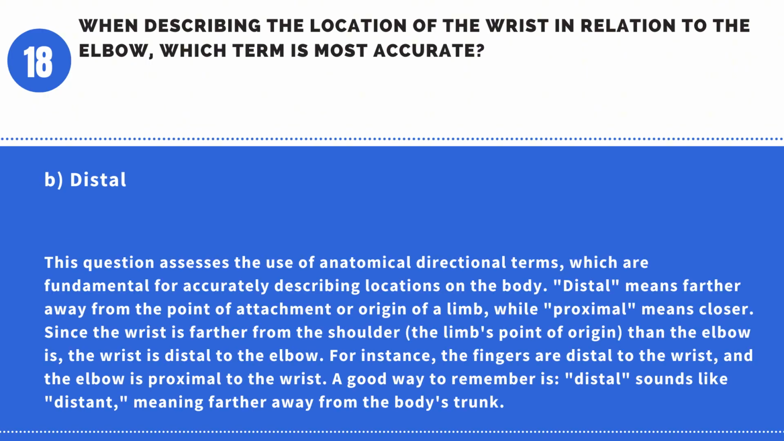Answer: B. Distal. This question assesses the use of anatomical directional terms, which are fundamental for accurately describing locations on the body. Distal means farther away from the point of attachment or origin of a limb, while proximal means closer. Since the wrist is farther from the shoulder, the limb's point of origin, than the elbow is, the wrist is distal to the elbow. For instance, the fingers are distal to the wrist, and the elbow is proximal to the wrist. A good way to remember is, distal sounds like distant, meaning farther away from the body's trunk.